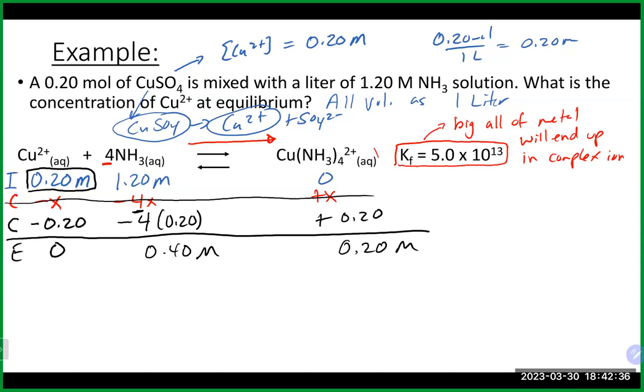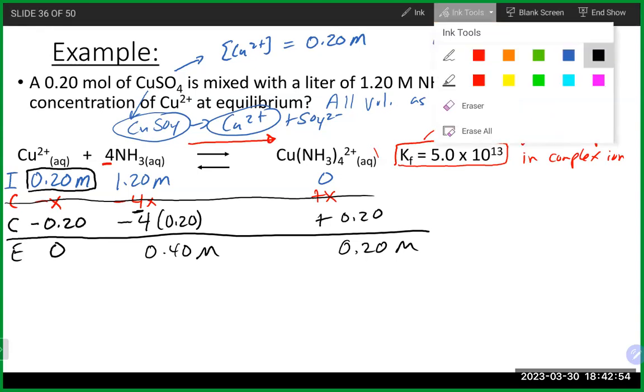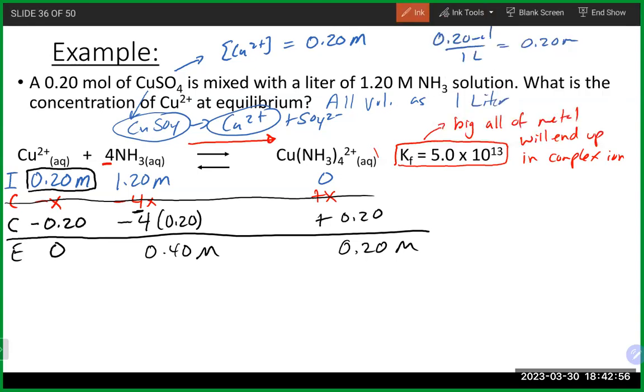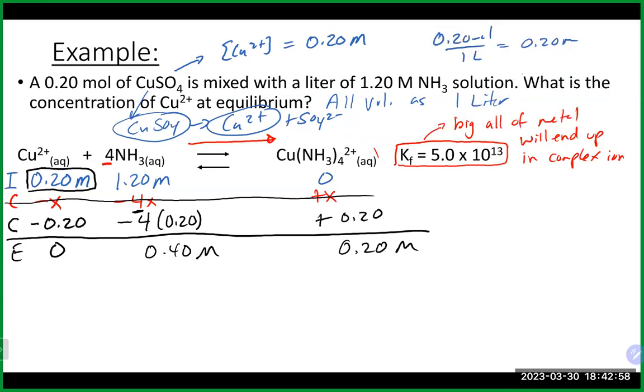So one of the major assumptions that we make when we do a KF type problem is we assume, because the K value is so large, all of that metal, whatever it may be, should really end up in that complex ion and pretty much get all used up. So the question might be, if that is the assumption we make, why are we even solving this problem?